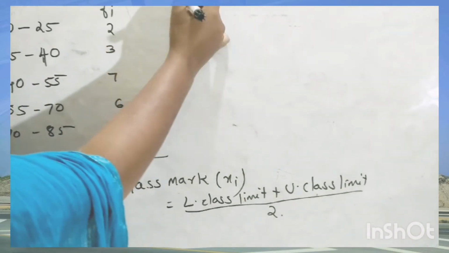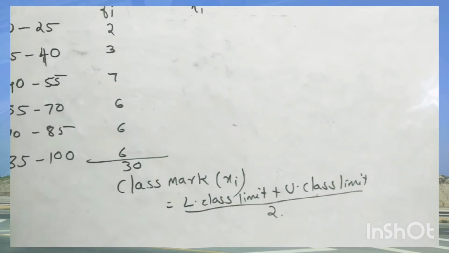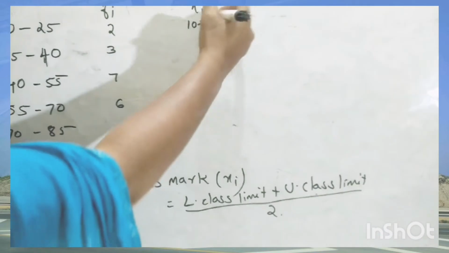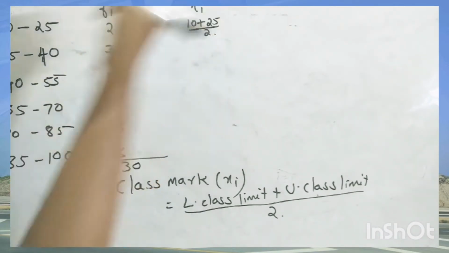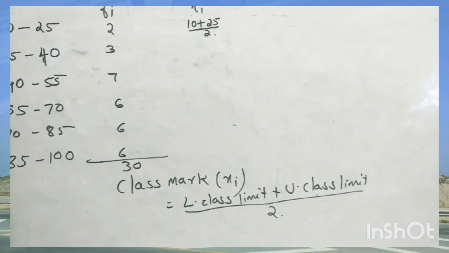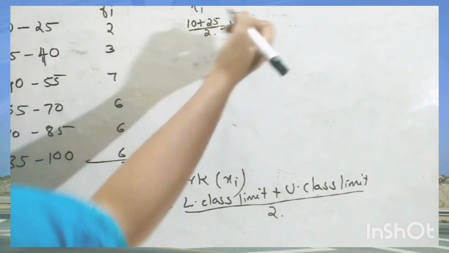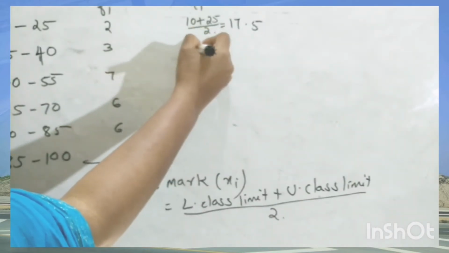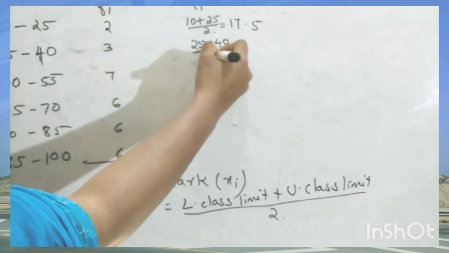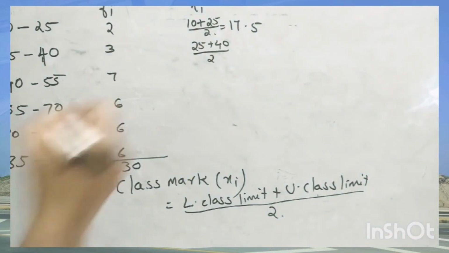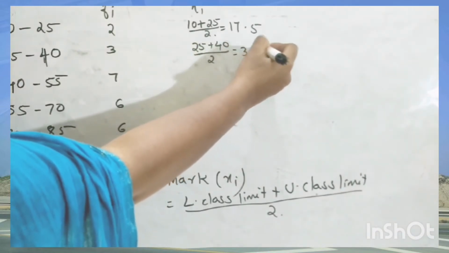Now I am going to find out the xi. Just look at your first class interval, that is 10 to 25. The lower class limit is 10 plus the upper class limit, 25, divided by 2. 10 plus 25 is 35, divided by 2, equal to 17.5. Now the second one, 25 plus 40 divided by 2. 25 plus 40 is 65, divided by 2, we will get 32.5.